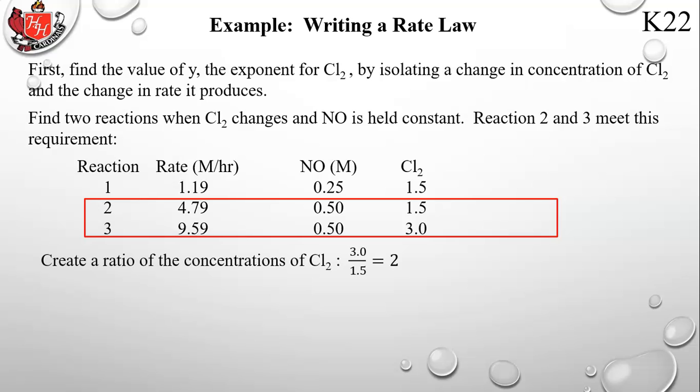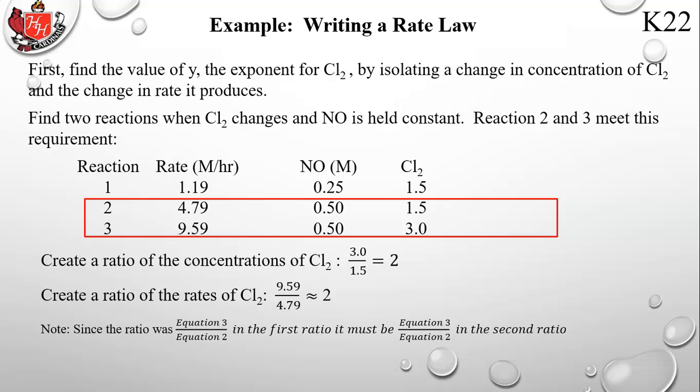So we do the same thing we did before. We're going to go ahead and put 3 over 1.5 since that gives us a whole number. It doesn't give us a fraction. So in other words, we decided to put reaction 3 over reaction 2. So you have to do the same for the rate. That means you're going to put 9.59 over 4.79, and that gives you approximately 2. It doesn't have to be exact, it just has to be approximately 2. So we're going to go ahead and set up the exponent the way we did for the last one. We chose to put reaction 3 over reaction 2.